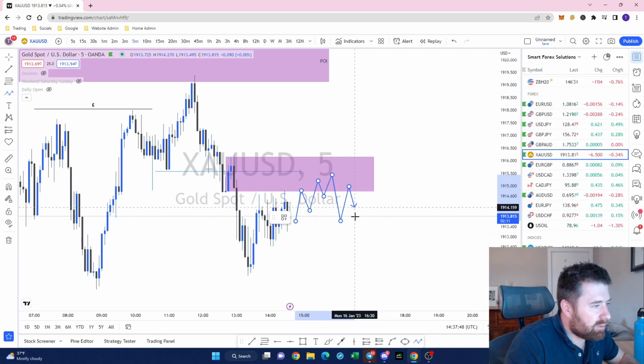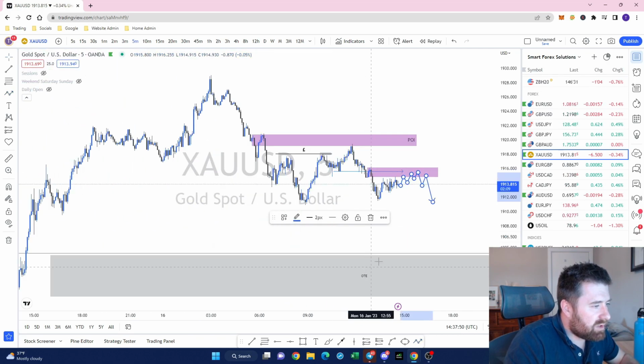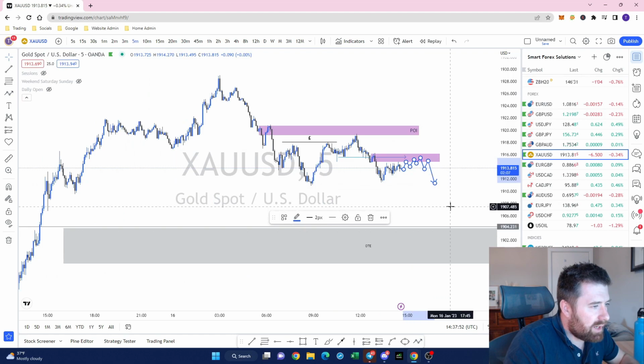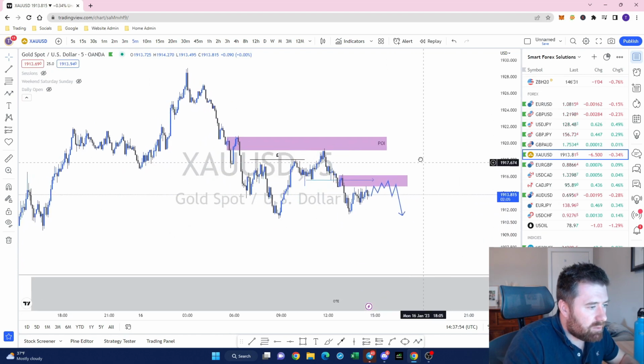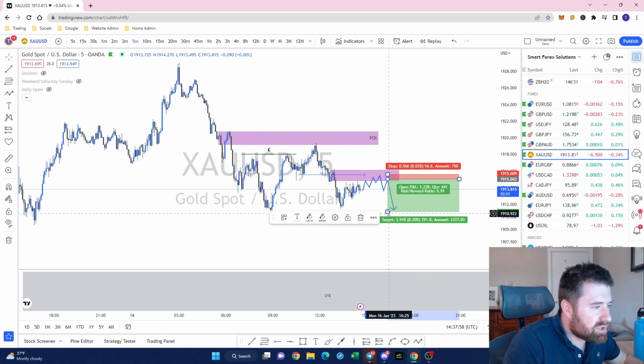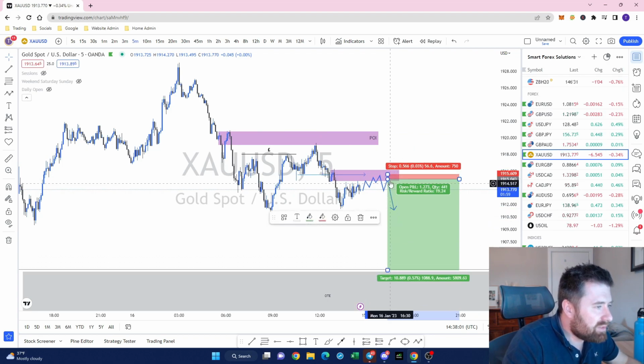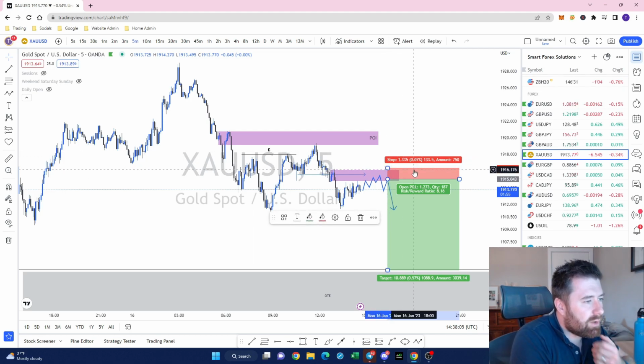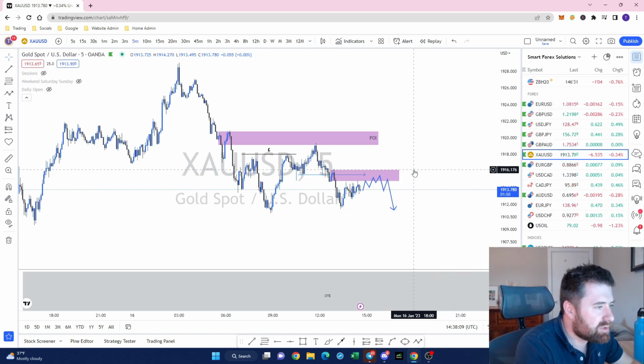I'll then look to get in on a sell down there. My target would be this here. So that is a potential targeting there. That would be potentially a 20 to 1. If you're taking there an 8 to 1, you're risking 1% on your account there. That's 8% gain on your account. If you're risking 2%, that's 16% on your account.